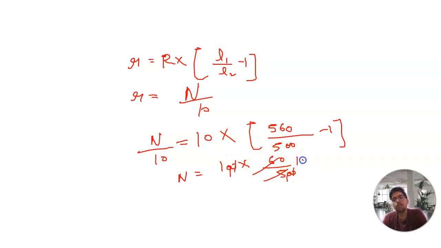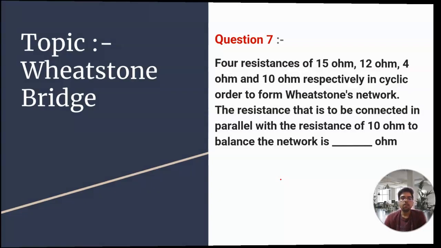5 1s are 5, 5 2s are 10. So N will be how much? 12. This is what they are asking. Clear? Now see next question.